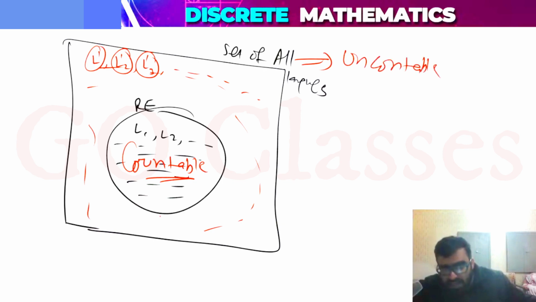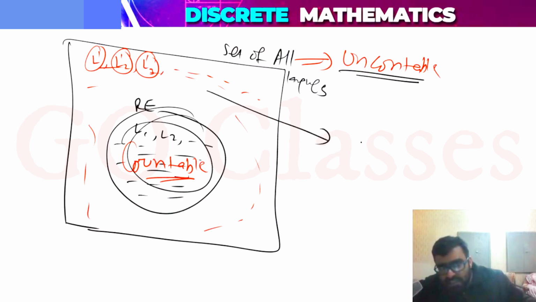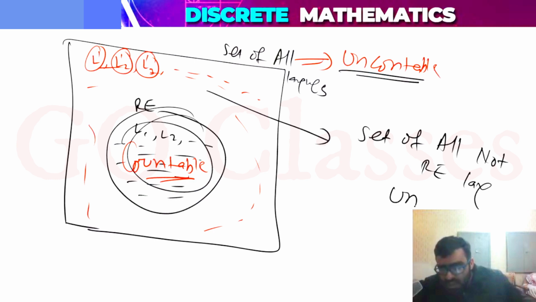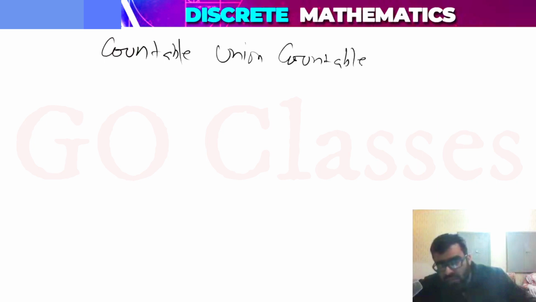What does it mean? It means, see, if this internal area is countable and this complete thing is uncountable, then the set of not RE languages is uncountable. Because if this is countable, and let's assume that the set of not RE languages is also countable, then countable union countable is countable. You can prove it. If you have a countable set, and you union it with another countable set, then that will be countable. Again, you can prove it using the countability lemma.